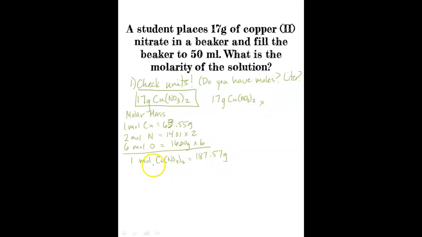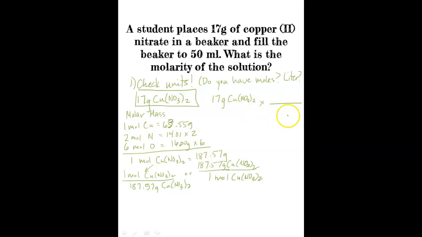Okay, so let's go ahead and do a gram to mole conversion, like we've been seeing and doing all along. And remember, for these conversion factors, I either can write 1 mole CuNO3 over 187.57 grams CuNO3, or I can do the reverse, where I put 187.57 grams CuNO3 on top and 1 mole CuNO3 on the bottom.